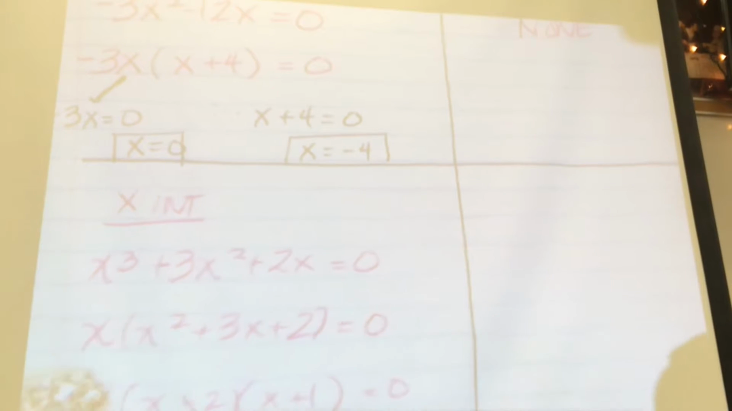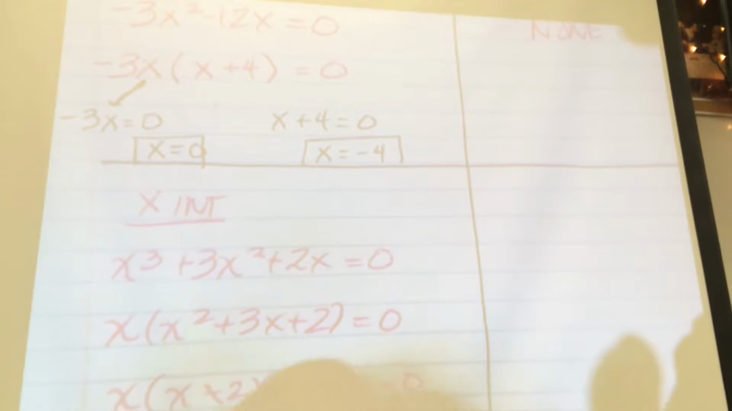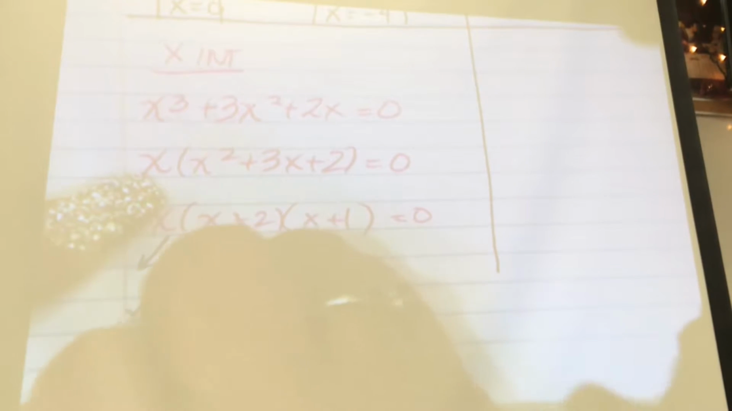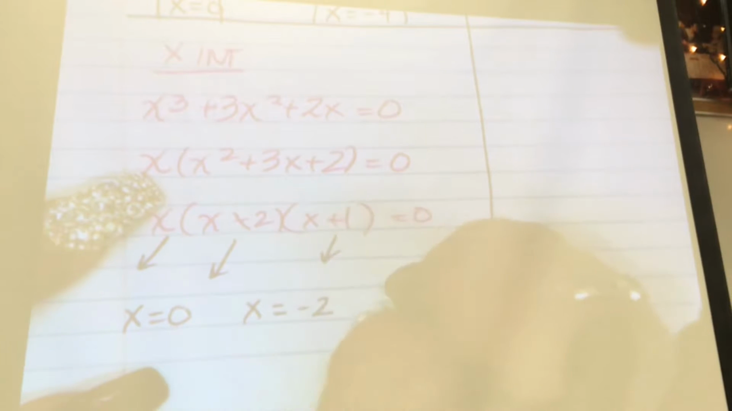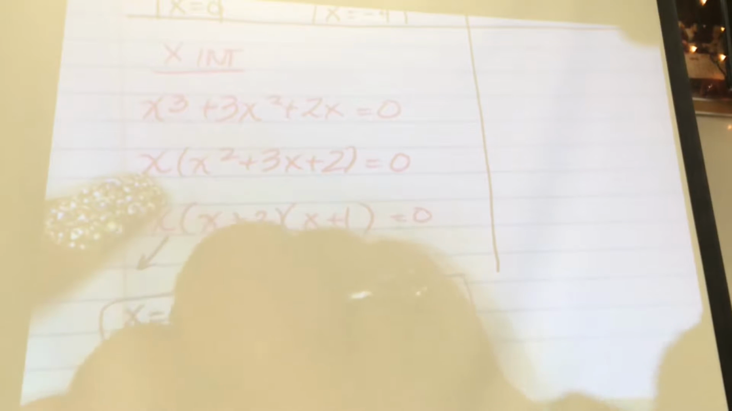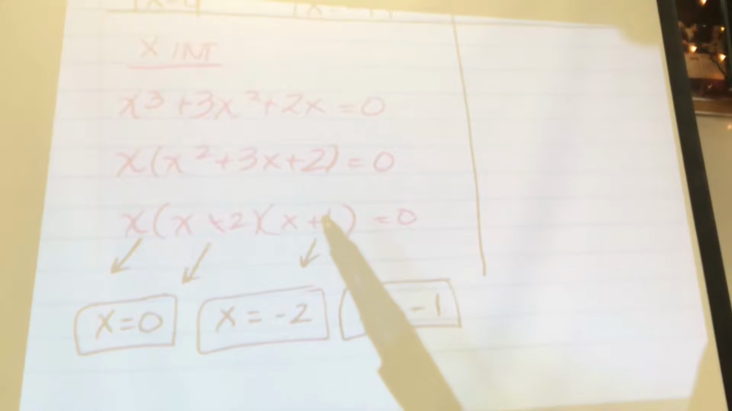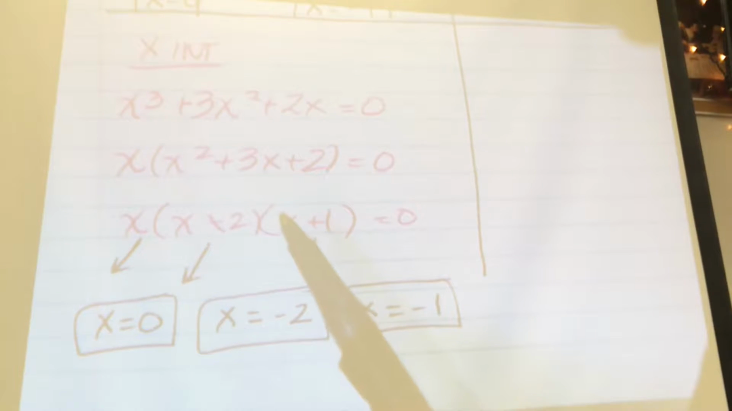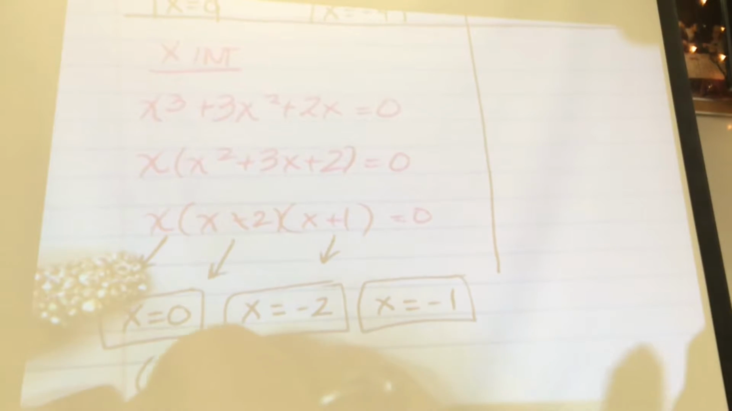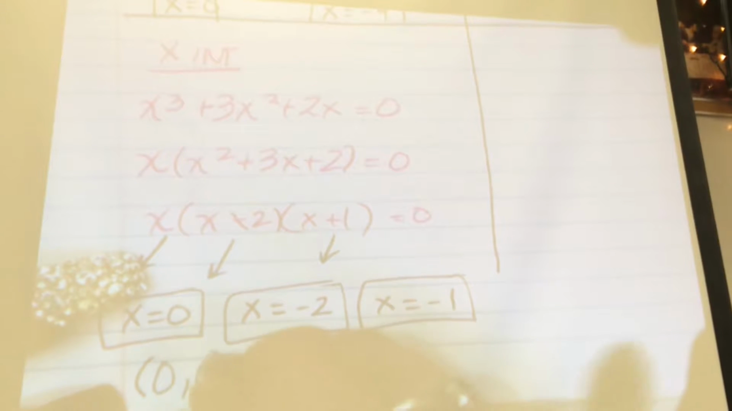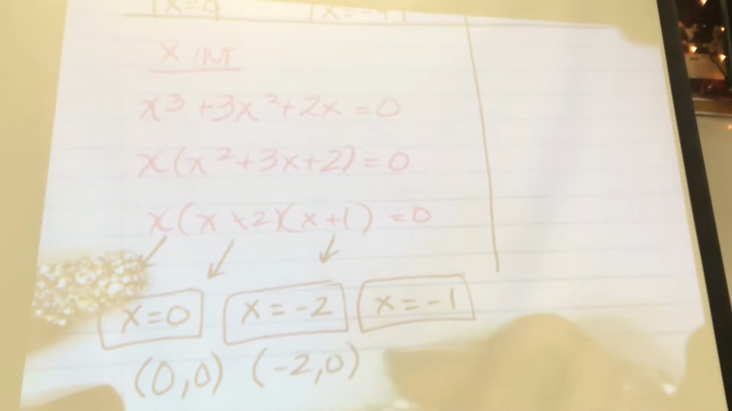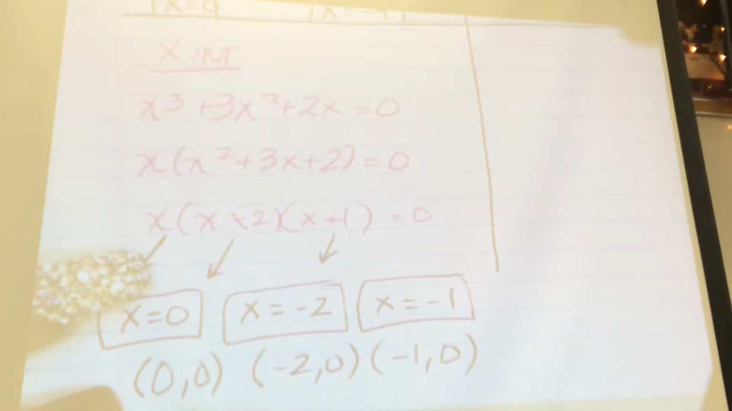Meet me halfway. All right, so I'm going to set each of these equal to 0. So x equals 0, x equals -2, x equals -1. And these are my x-intercepts. That means that it passes the x-axis at 0, 0, at -2, 0, and at -1, 0. So look, I've got 3 points right there.